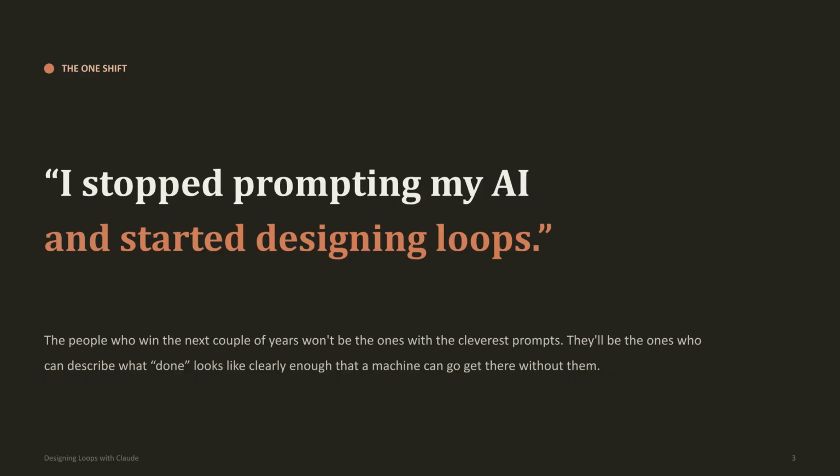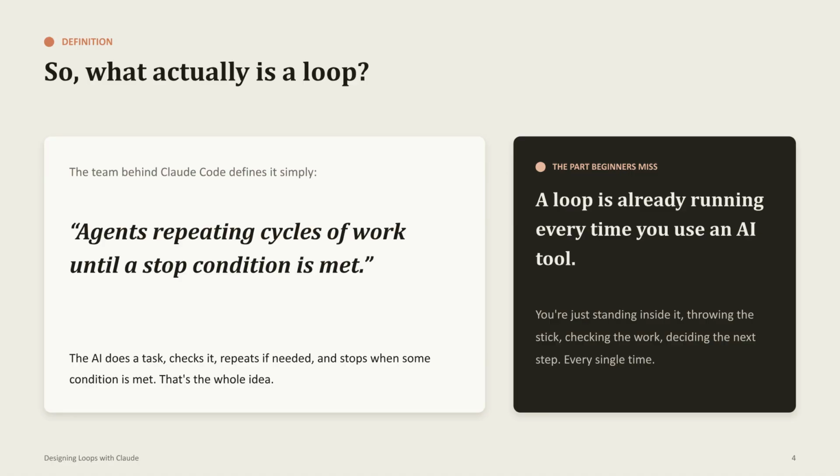The core shift is simple. Stop prompting and start designing loops. The professionals who succeed will be those who can clearly define what done looks like, allowing the machine to reach that goal independently. What is a loop? It's agents repeating cycles of work until a stop condition is met.